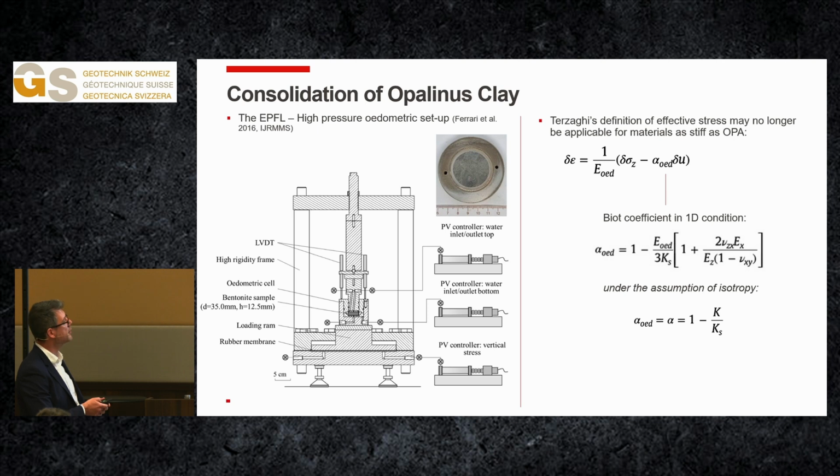So the Terzaghi effective stress may not work. You also need to include the Biot coefficient here. This is our definition of the Biot coefficient that we can derive from an oedometric test. But if you assume isotropy of the material, essentially it's the same value that we get from the isotropic case.